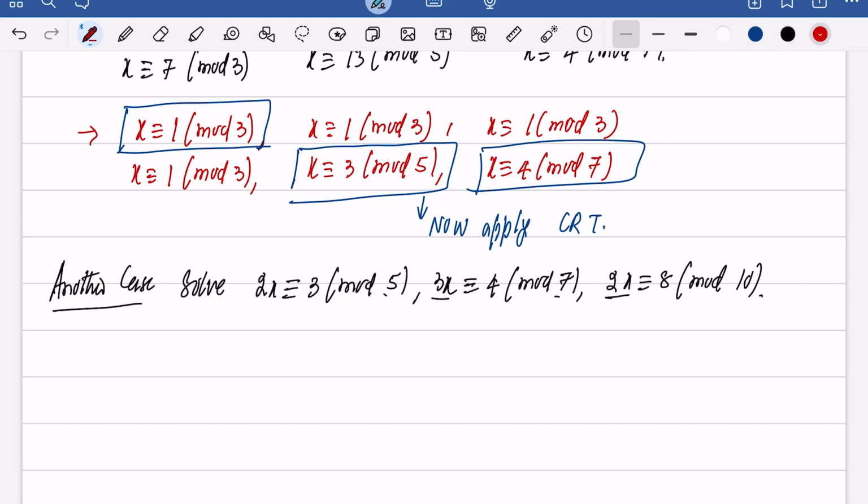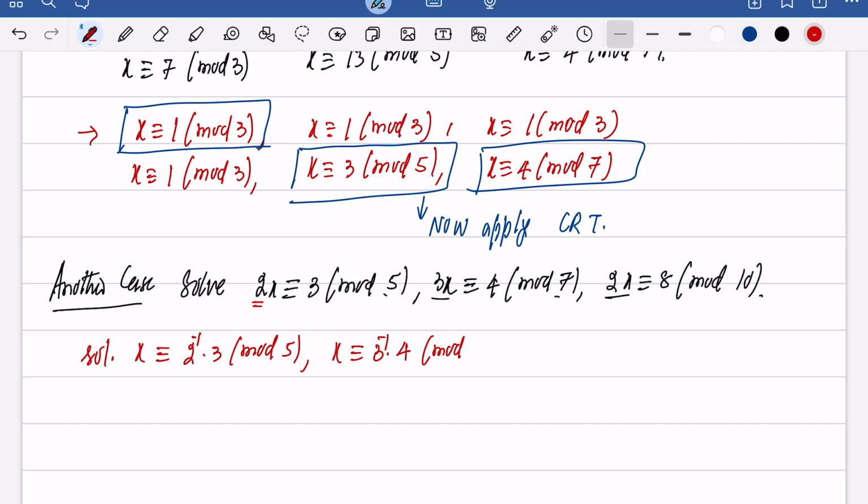Now how to handle these congruences? We have to do it like this. In the solution, the first congruence has this 2. This 2 is relatively prime with 5, so this 2 will have an inverse in Z5. Therefore we multiply both sides of the first congruence by 2 inverse. This gives x congruent to 2 inverse into 3 mod 5. That is the first one. Now 3 has an inverse in Z7, so we multiply by the inverse. This gives x congruent to 3 inverse into 4 modulo 7.